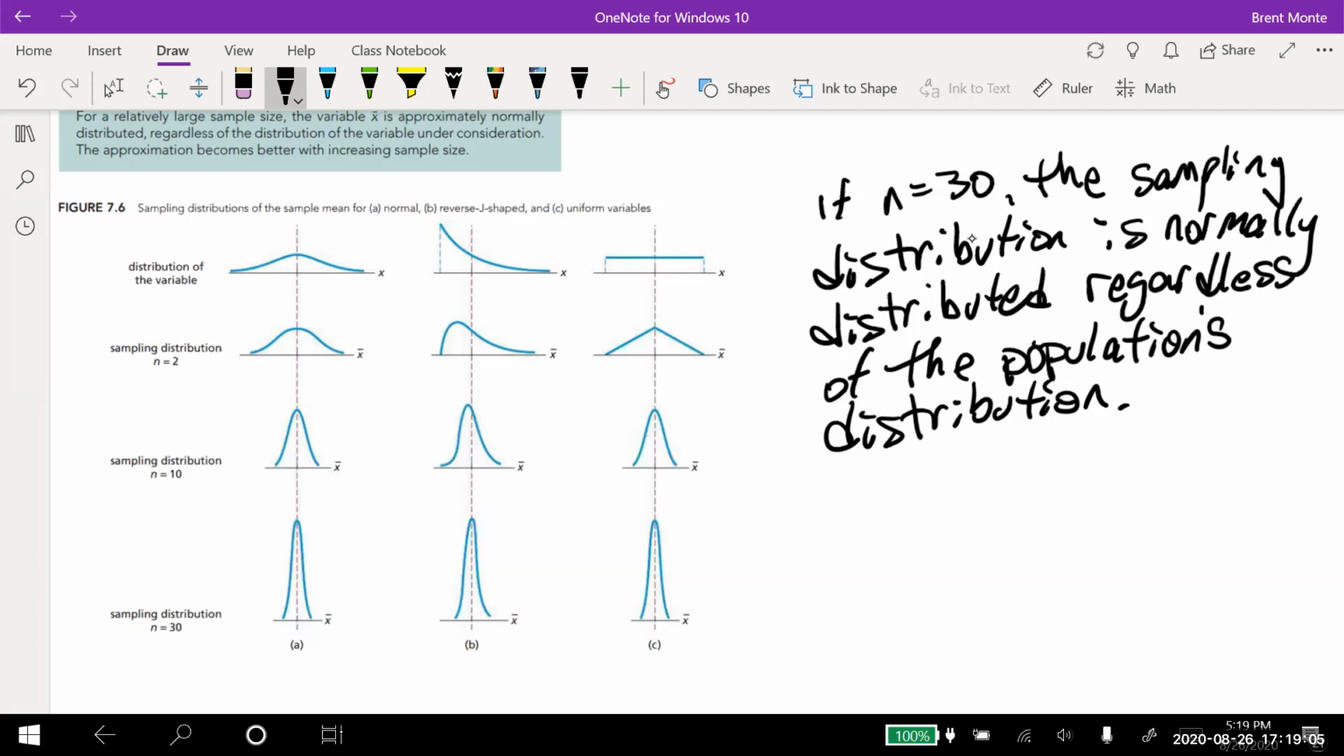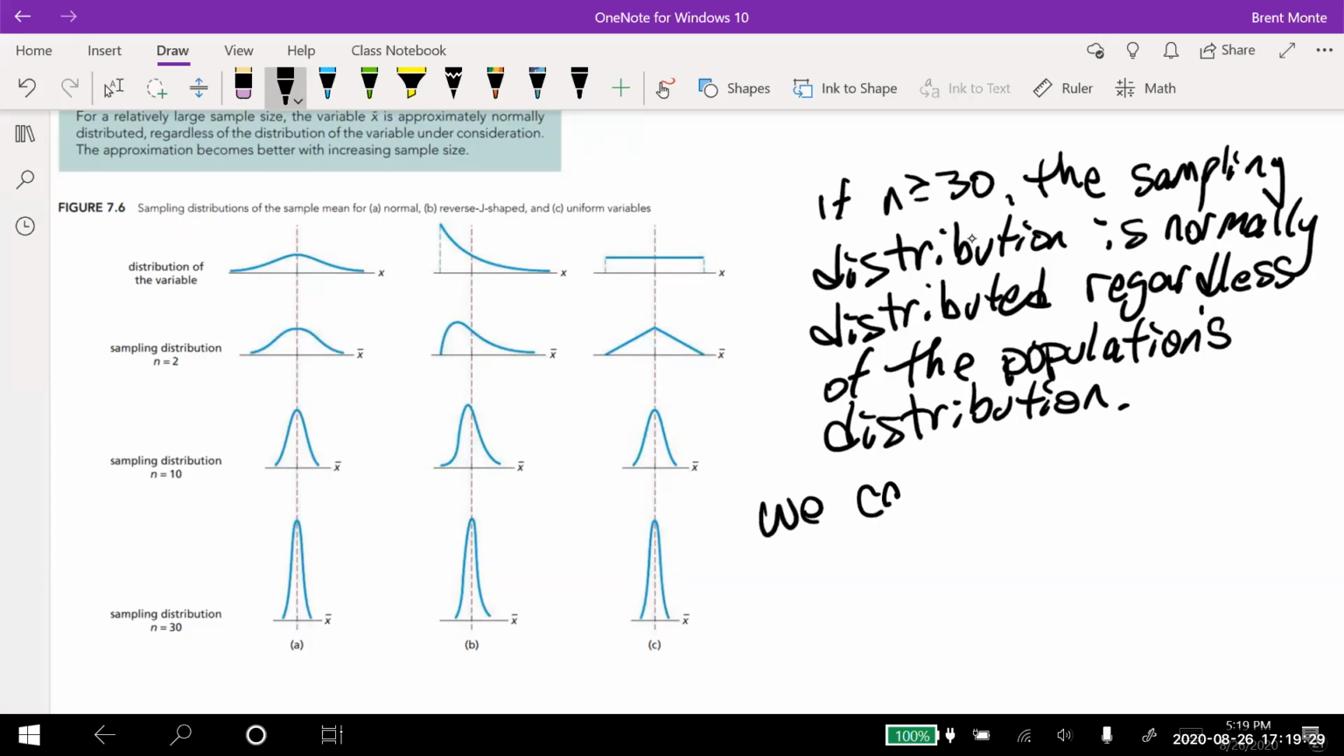And obviously, if we can do it for 30, we can do it for 31 or 40 or 90 or 100 or 200 or whatever. So let's change this equal to greater than or equal to. So as long as the sample size is at least 30, the sampling distribution is normally distributed regardless of the population's distribution.